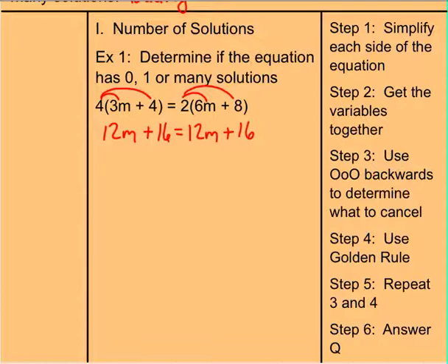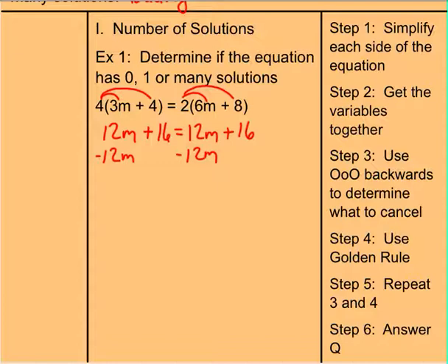Now, some of you at this point, looking at the equation, might have an idea of how many solutions it has, but let's go through the rest of the steps so that you can see exactly what happens when we solve an identity or an inconsistent equation. So the rest of the steps are our normal steps for solving an equation. We're on step 2, we're going to get our variables together. So in order to move a variable from one side of the equal sign to the other, I will cancel it. So I'm going to subtract 12m from both sides.